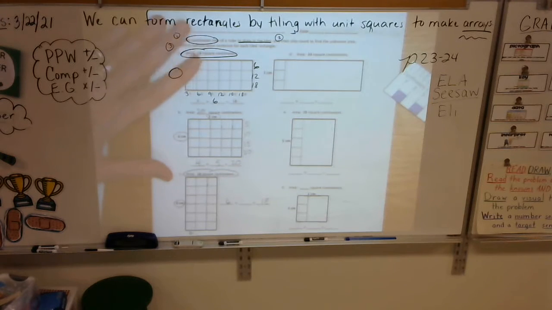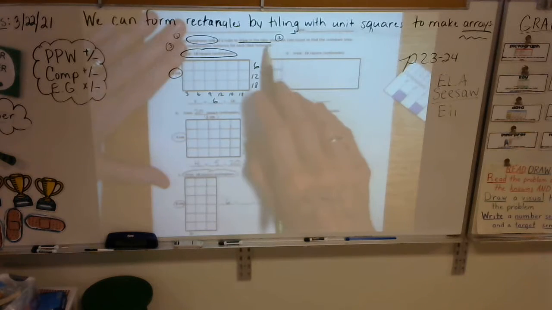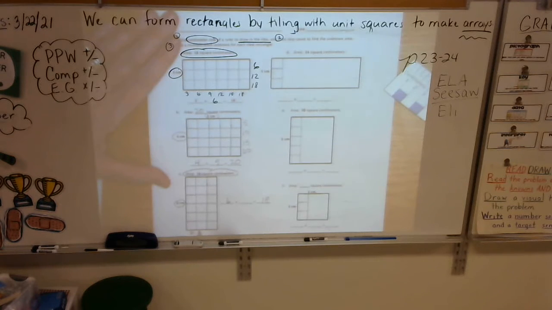Okay, and I finished tiling. It's amazing how the ruler makes it look so nice and neat. Now I'm going to finish skip counting because it said skip count to find that unknown area. So I've got 6 plus 6 more. I don't know if you can see this, is 12, plus 6 more is 18. So how many 6s? 6 times 3 equals 18.